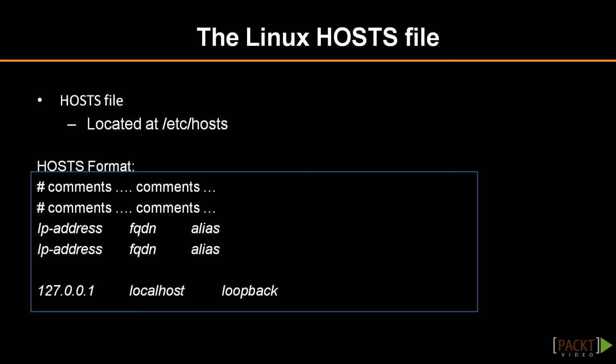The general format for the host file starts off with the IP address, then one or more host names, all tab delimited. So let's take an example. Here in our example host file, we see the following line: 127.0.0.1, localhost, and loopback. This is a line you'll typically see in the host file. What this line is telling us is that the host name localhost actually resolves to the IP address 127.0.0.1, which is the IP address of our own node.